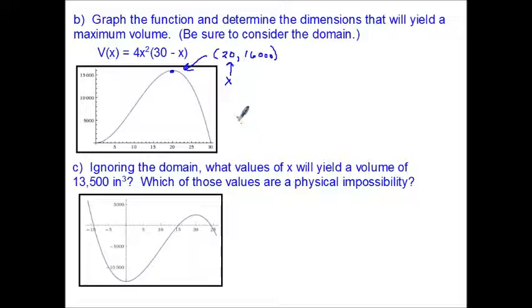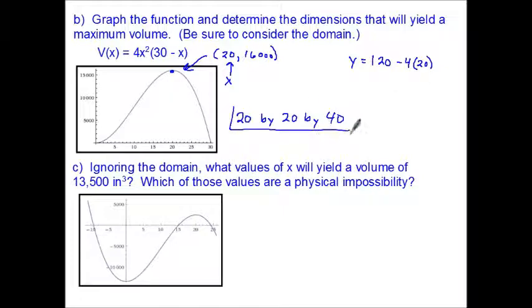If you remember, the x was 2 different dimensions of our box. So our box is going to be 20 by 20 by something else. For that something else, we can use that y formula we used earlier to get the volume formula, which was 120 minus 4x. In case you forgot, this is a 20 for the x, and so 120 minus 80 gives me a 40. So my box is 20 by 20 by 40. That will give me the largest volume possible.